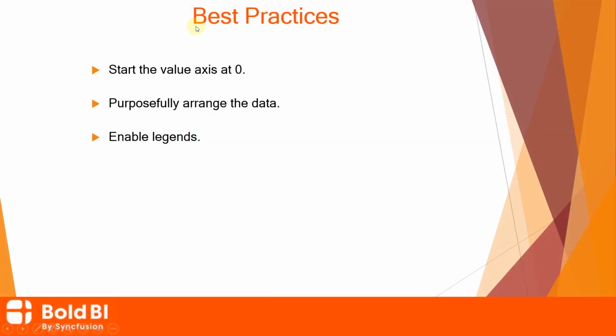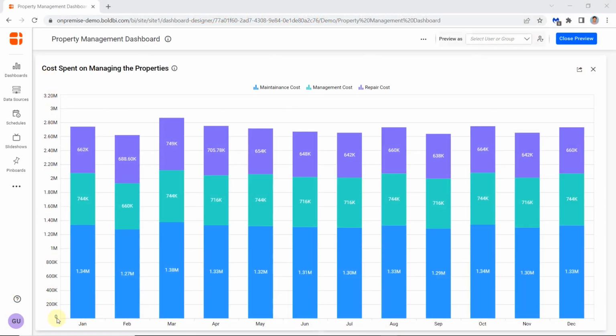Let's see some of the best practices for using stacked column charts. Start the value axis at 0 to avoid mistakes when comparing categories. Arrange the data according to its nature, or in ascending or descending order. Lastly, enable legends to easily identify the data each segment of a stacked column represents.